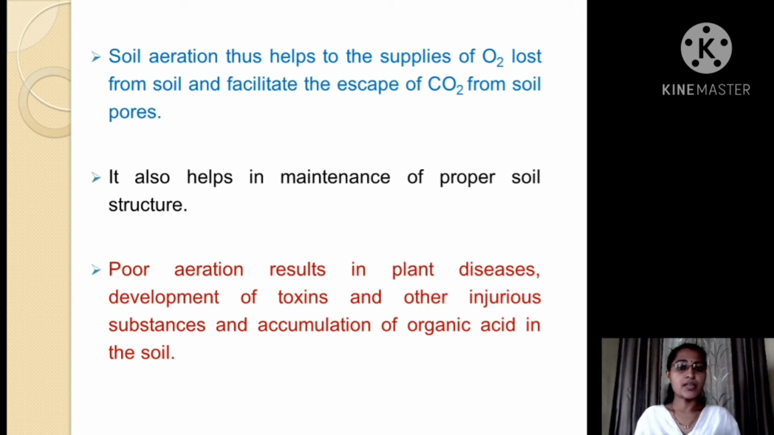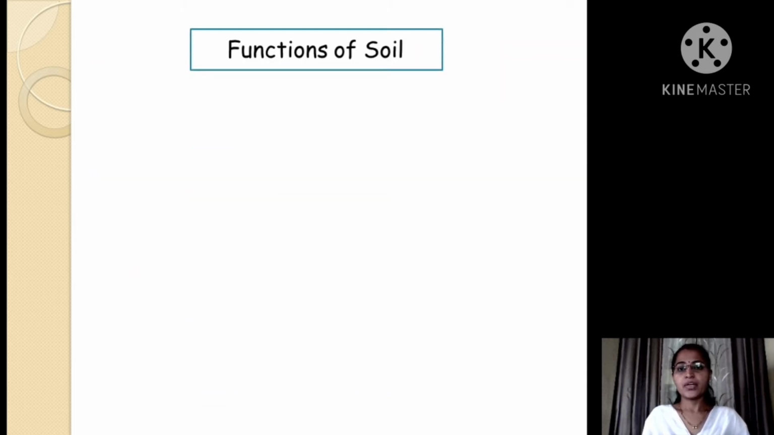Soil aeration thus helps supply the oxygen lost from soil and facilitates the escape of carbon dioxide from soil pores. Soil aeration also helps in maintenance of proper soil structure. Poor aeration results in plant diseases, development of toxins and other injurious substances, and accumulation of organic acid in the soil. Now we see the functions of soil.